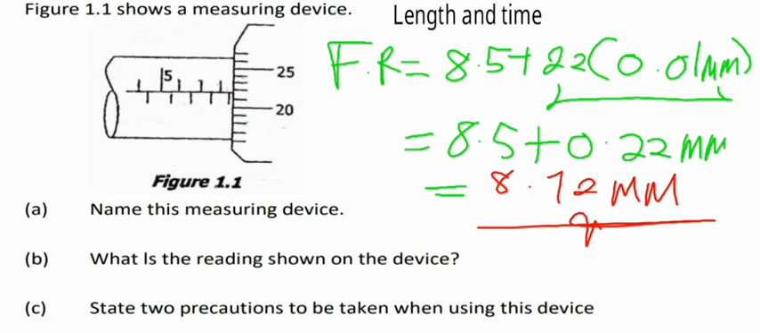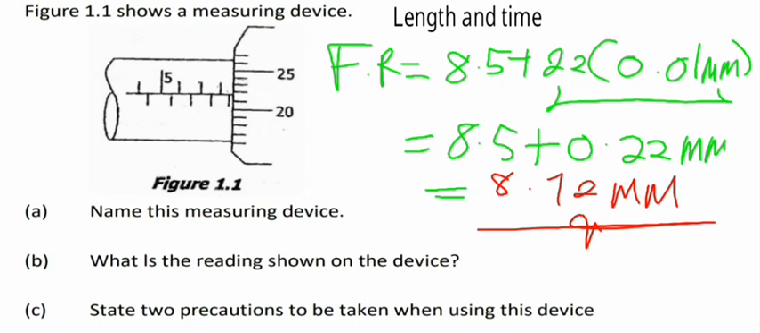Then after that, for the rotating scale reading, you get where the lines are colliding. So in this case, as you can see, the line which is closest to the line on the main scale is 22, right? So question C is saying, state 2 precautions to be taken when using this device.